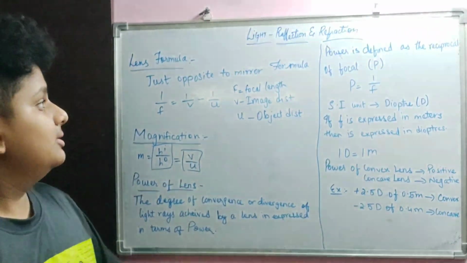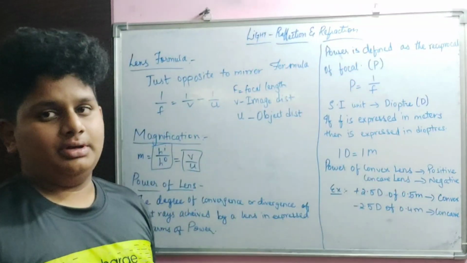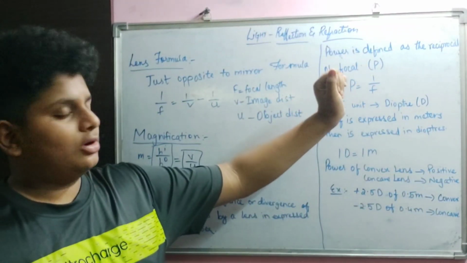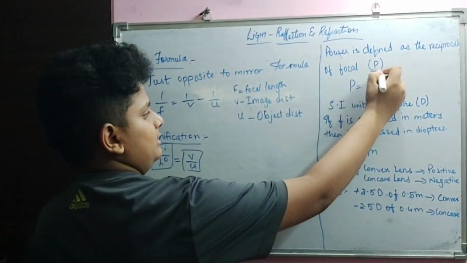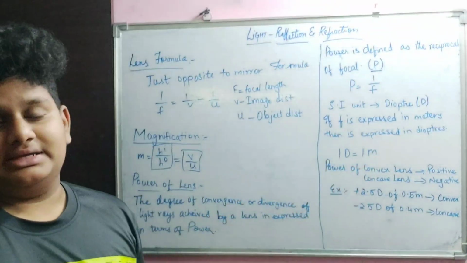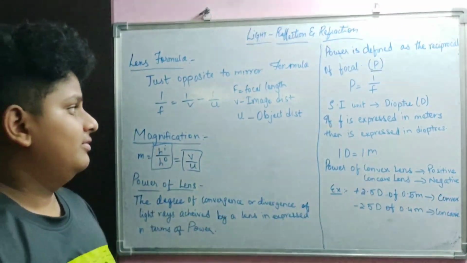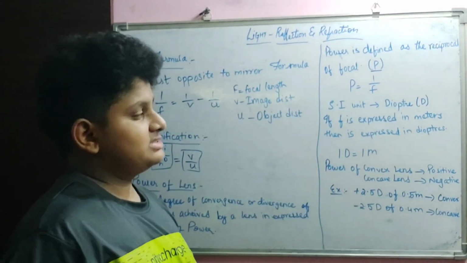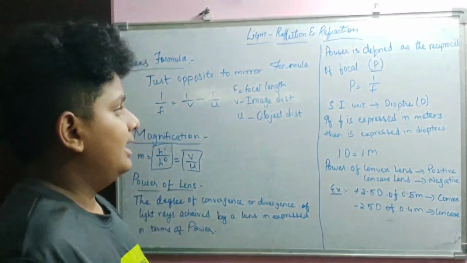Then what is power? Power is defined as the reciprocal of focal length, and it is denoted by the letter P. The formula is P is equal to 1 by f. Power is equal to 1 by f. The SI unit of power is diopter.